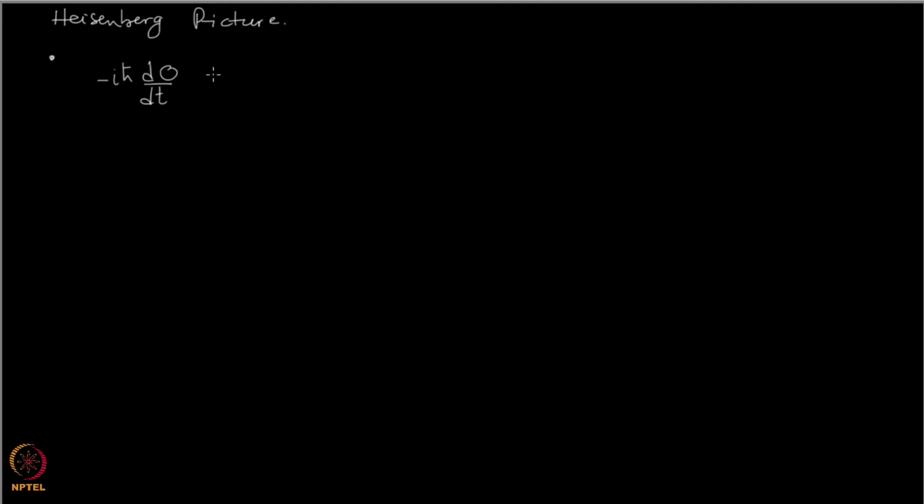For now I am putting i h bar, but later I will drop it. This equation you are familiar with. H is the Hamiltonian of the system, and you are taking a commutator with the operator O. And the states do not evolve with time. So, if you have some state psi or alpha, whatever, then that does not evolve with time, because the entire time dependence has been transferred to the operators, away from the states. So, that is an equation we know.